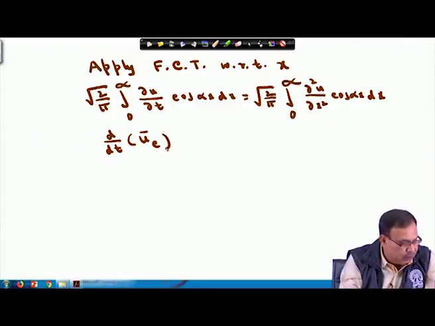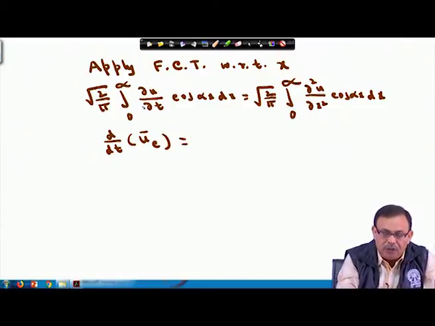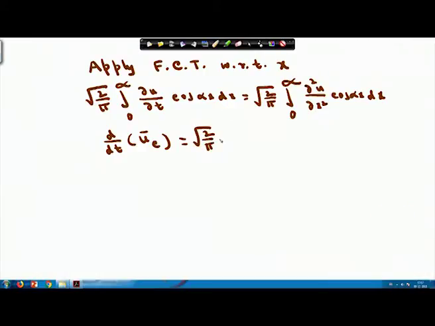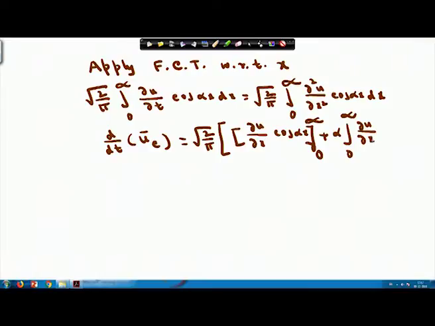u bar c. The left hand side will be nothing but integral 0 to infinity u cos of alpha x dx, which is again u bar c, and on the right hand side, if you integrate, you will obtain root over 2 by pi, del u del x into cos of alpha x from 0 to infinity, plus alpha into integral 0 to infinity del u del x into sin of alpha x dx.